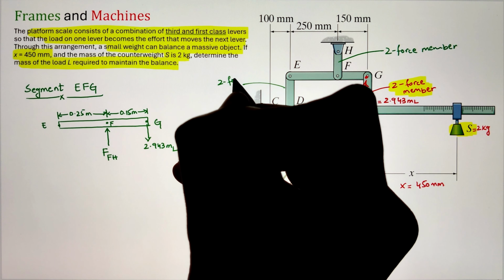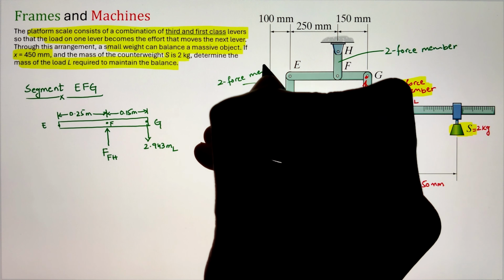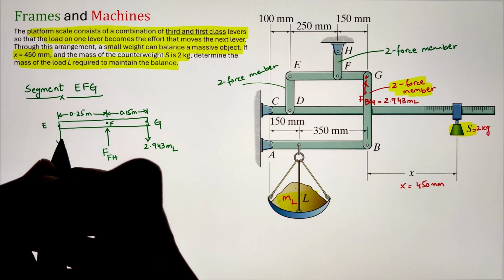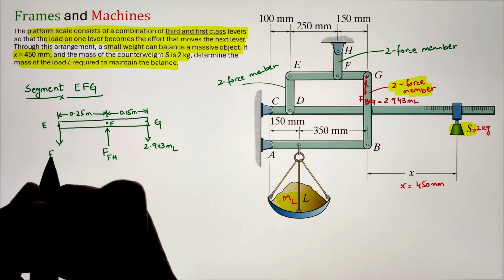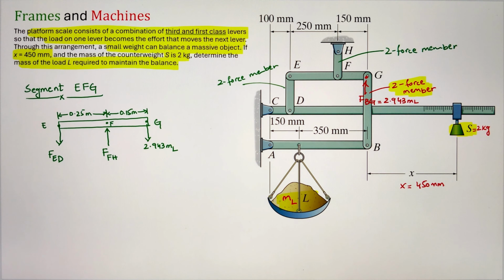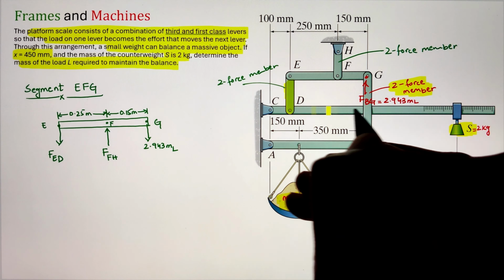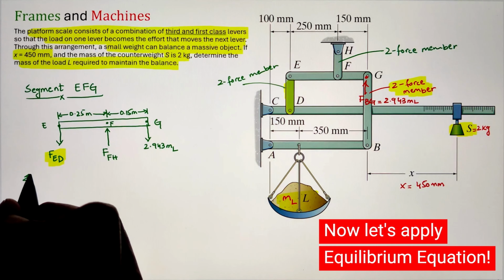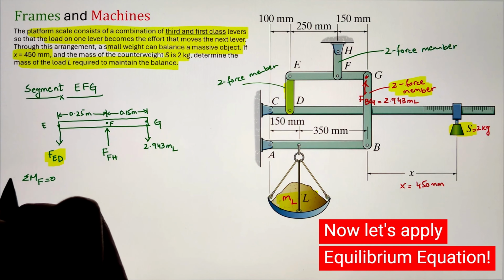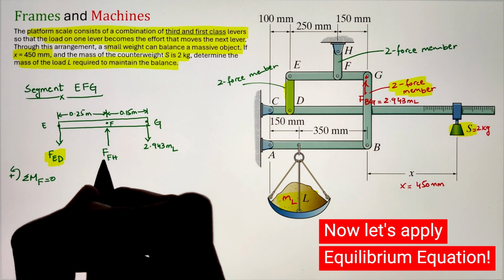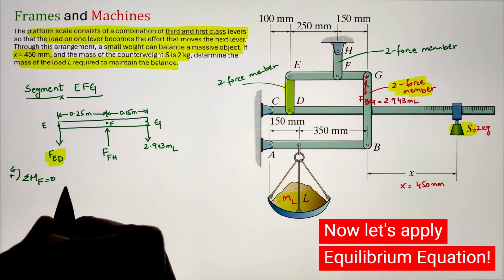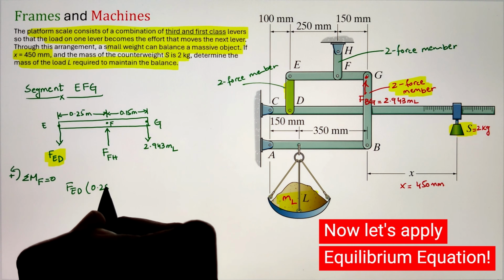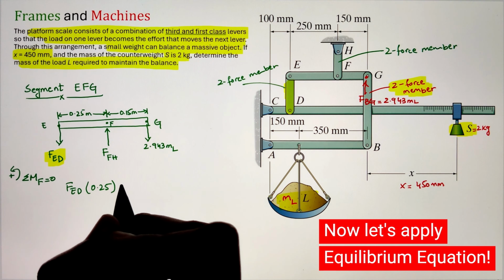Next, we have our FH member, that is again a two force member, so the force is shown there. Similarly, ED is also a two force member. It is represented as our value of FED. Now we are mainly interested in FED because that is linked to our counterweight S. So let's go ahead and apply our equilibrium equation at point F. That will eliminate our force in the member FH, and we will have a relationship of FED with respect to the mass of the load here.